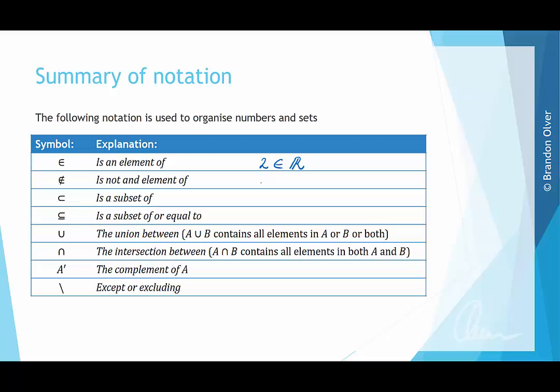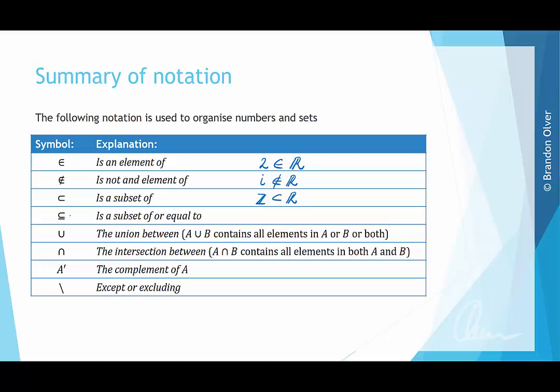So we can say that the imaginary number i is not an element of the real number system. It is in fact an element of the complex number system, which we don't look at for VCE Methods. The next symbol says that something is a subset of another set. So for this we could say that the set of integers is a subset of the real number system. And again, we'll see these sets come up in a moment.